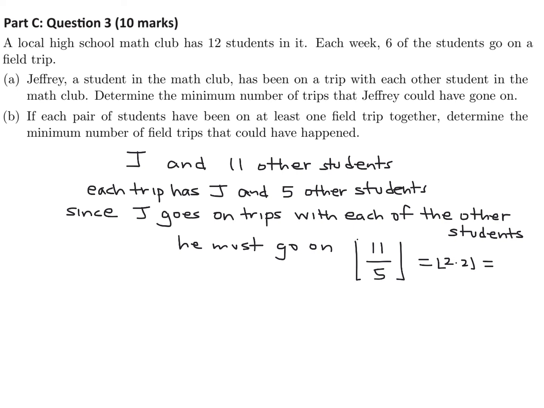So the integer value has got to be rounded up here because he can't go on 2.2 trips. So he's got to go on at least 3 because it's got to be at least 2.2. But obviously that doesn't make any sense. So 3 trips. So let's figure out what this really means.